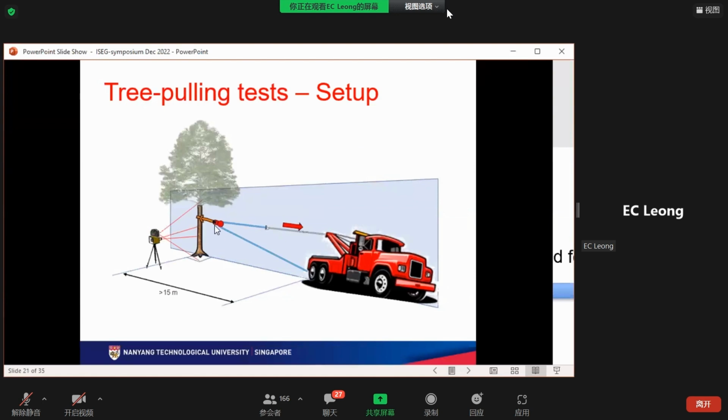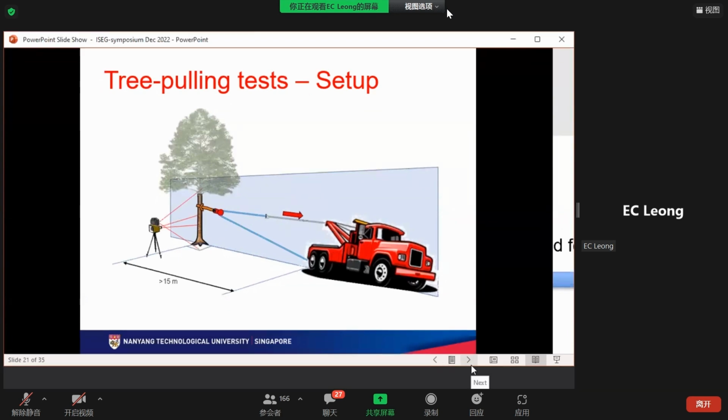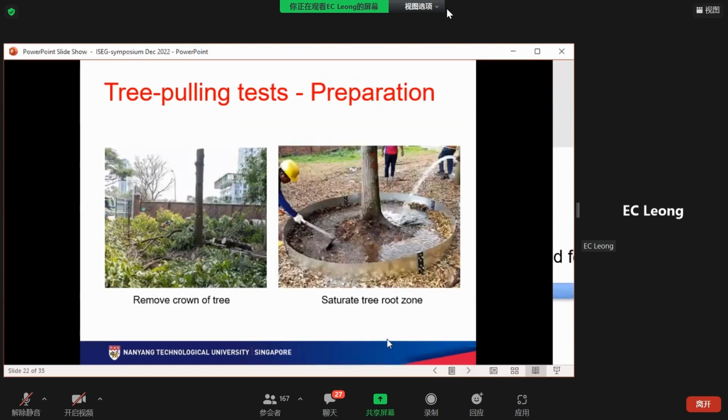We actually have a mechanical advantage by using a pulley system of 2 to apply the force on the tree. Basically, we remove the crown of the tree, and we know that the soil strength is going to change at different degrees of saturation. Most of these tree failures occur during the storm or after heavy rain. So we saturate the tree root zone as much as possible, hopefully almost fully saturated before we start the test.